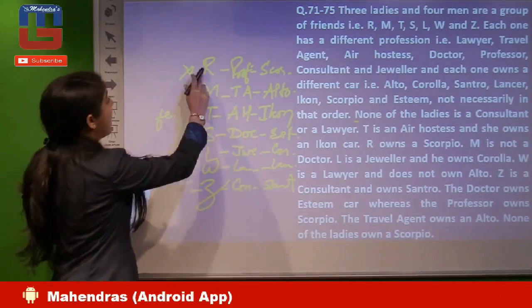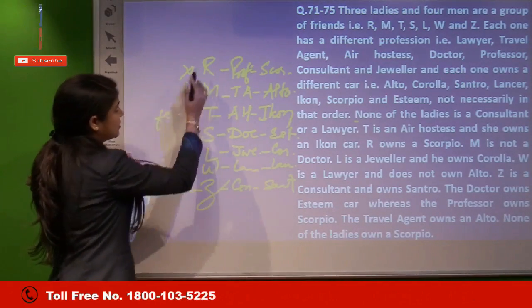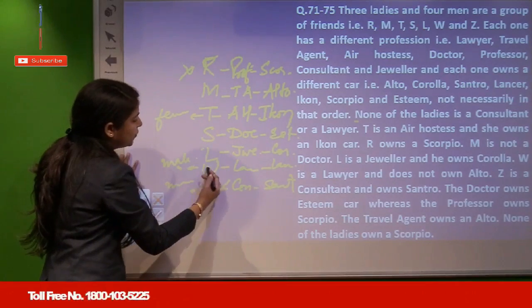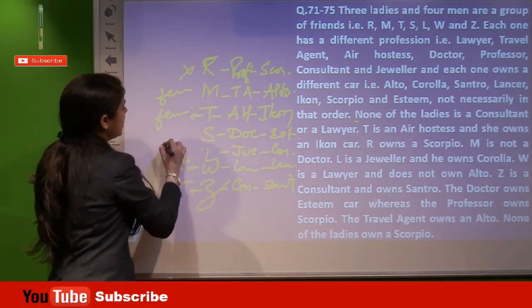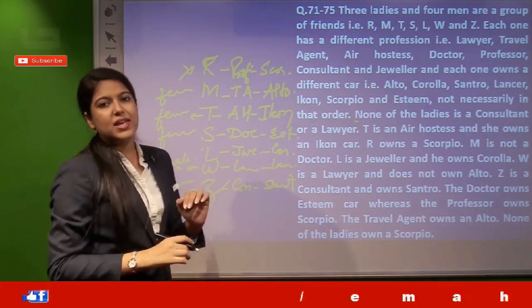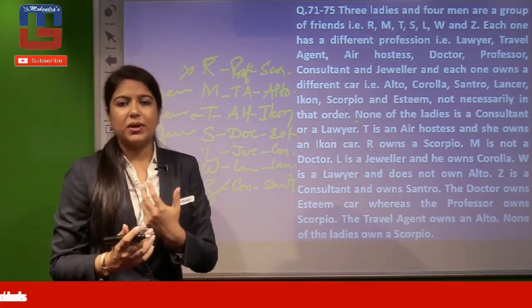So see, R is a male, L is a male, W is a male, Z is a male. So we got 1, 2, 3 and 4 males. So left over is M, T and S. So these 3 conditions, characters would be termed as female.